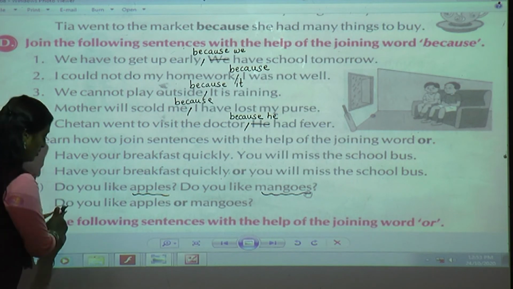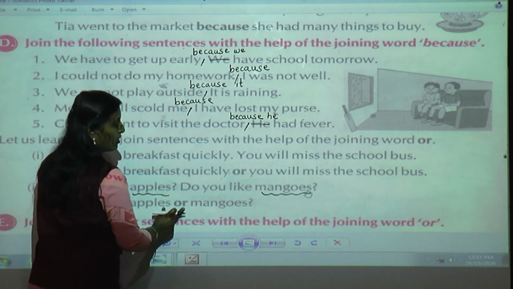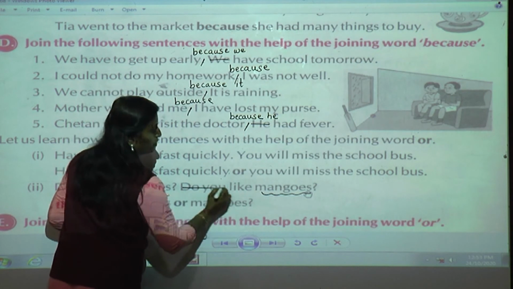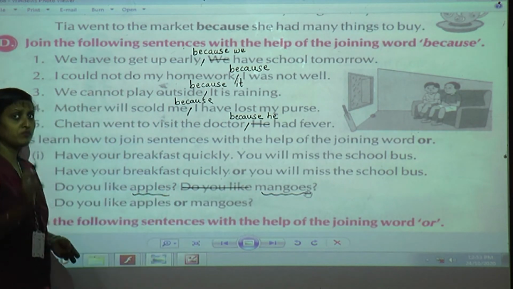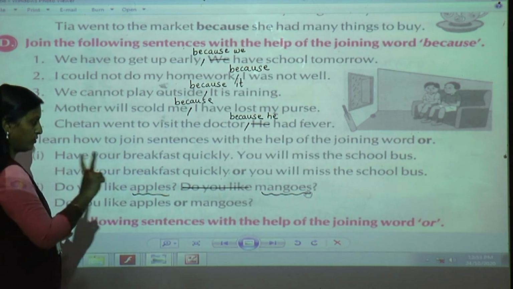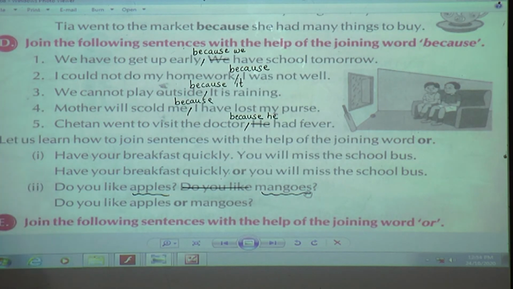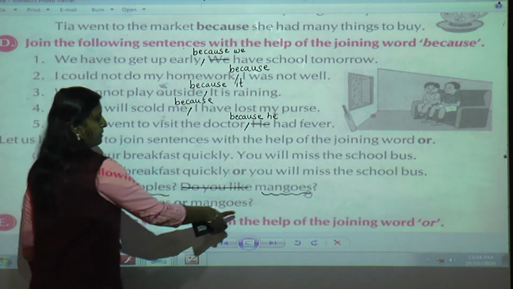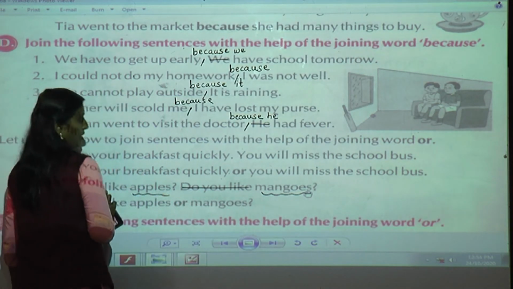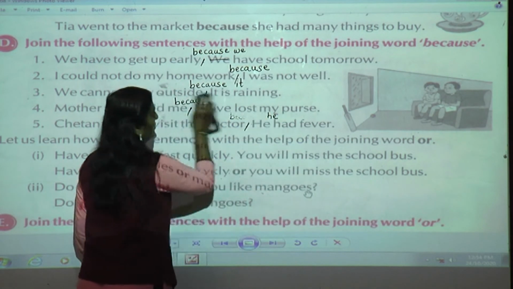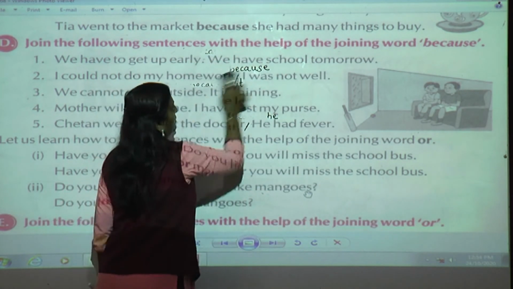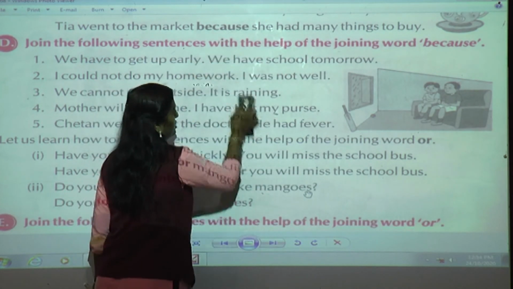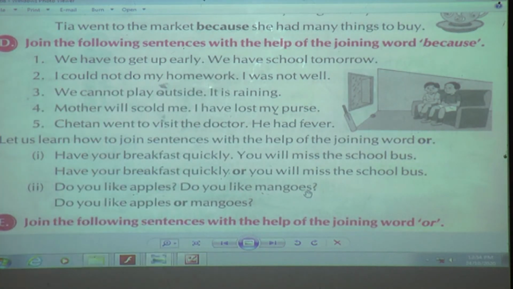So what am I going to do? Do you like apples or mangoes? This "do you like" I will cancel, only when there is a choice of two things. Got it, students? Understood? Okay, and this question mark will come in the last. I hope that you have understood till now whatever I have taught you. We are going to solve the next exercise. Ready? Exercise E.